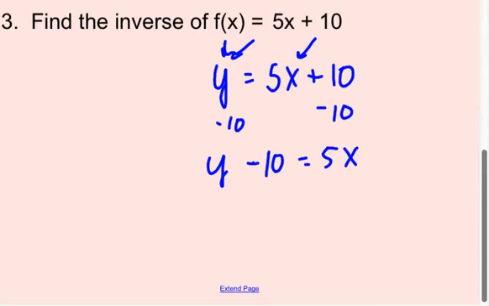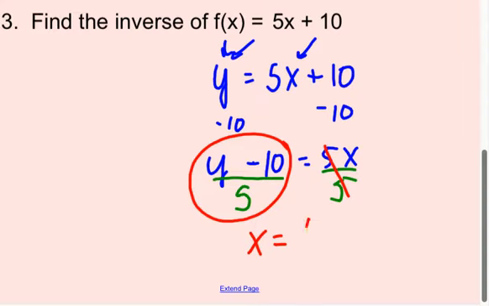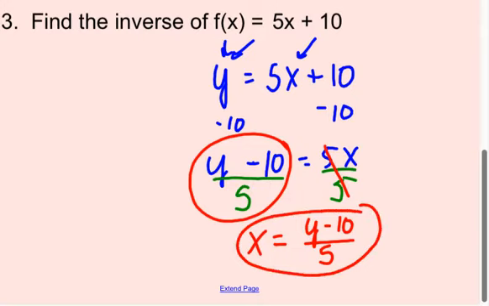And then finally, in this case, we just divide both sides by 5. Not just the 10, but the whole thing. Divide by 5. So I would say your final answer is just this: x equals y minus 10 over 5. And we're done. Very good.